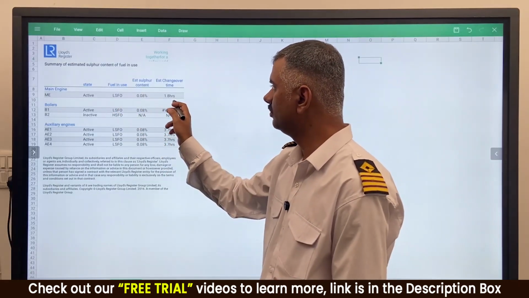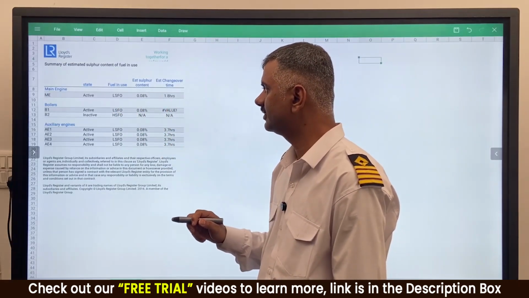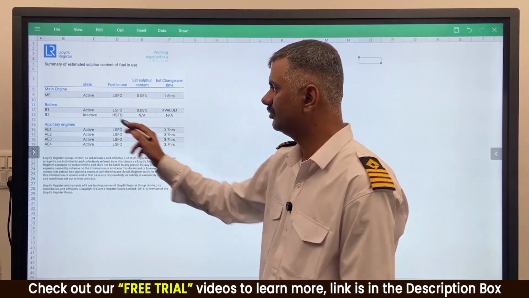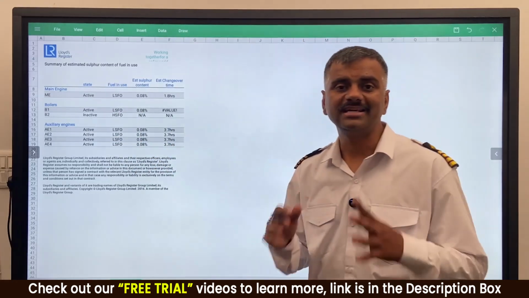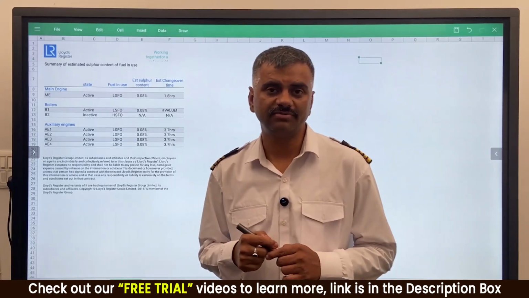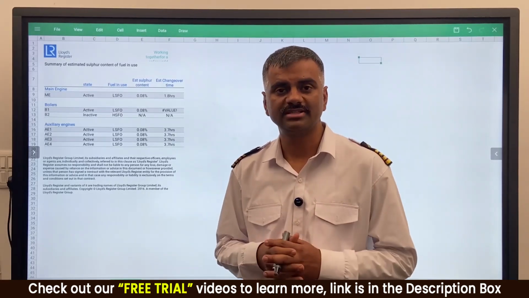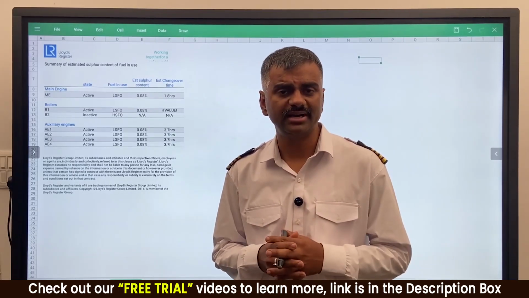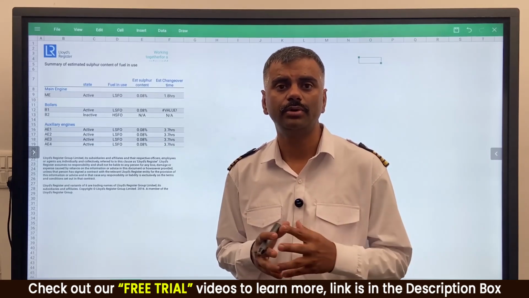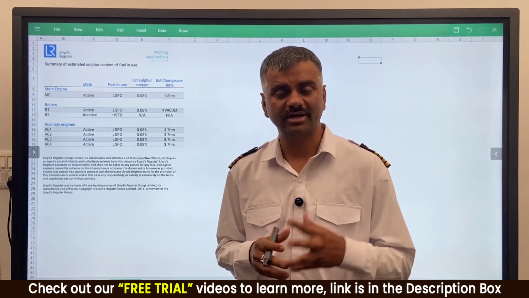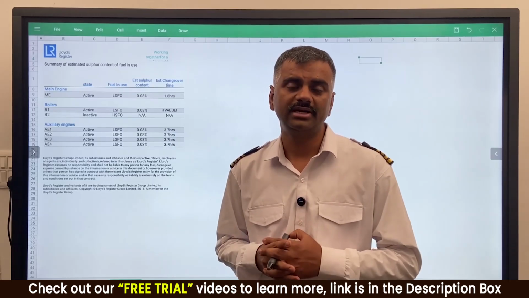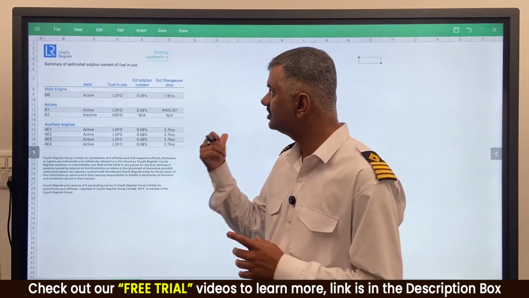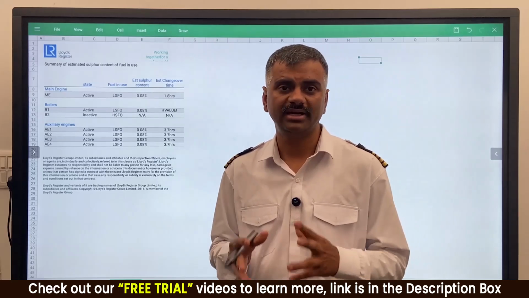For the main engine it took me 1.8 hours for the changeover. For the boilers there is no value. For the auxiliary engines it took 3.7 hours for the changeover. So that is all about the sulfur fuel oil sulfur record book entry and the FOBAS calculator. How will you know that you have to do the changeover, at what time you will make the entry into the logbook, and you will be completely assured that your correct changeover has come. So this is the sheet that will help you to make those correct entries.